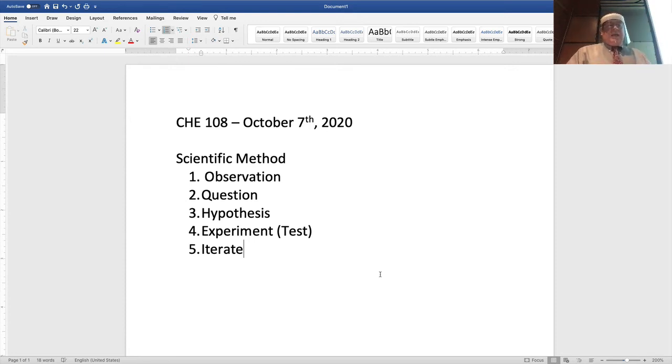Now, most people would say that's the end of the scientific method. I say there's a 6th step, and what would that 6th step be most likely, in your opinion? Okay, I'm going to say disseminate, which can mean publish. Okay, publishing is how scientists today typically like to disseminate their results.